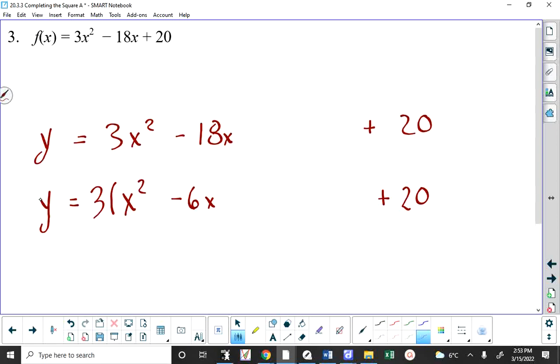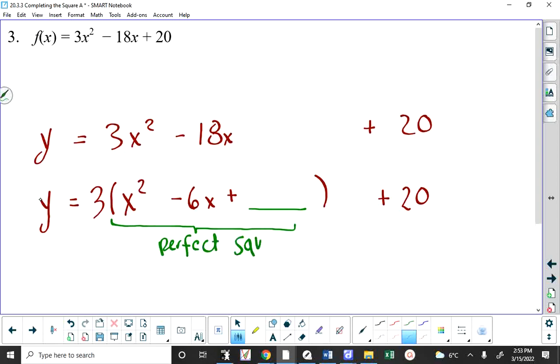Now I say, what do I add here to make this a perfect square? And the answer is 9. Yes? Half of negative 6 is negative 3. Negative 3 quantity squared is 9. Now I got to do a correction, don't I? What should I do over here with the 20?